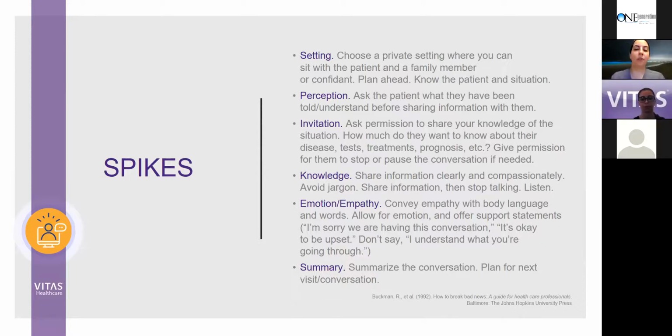Then K is for knowledge. This is where you're essentially dropping the bomb. This is where you're talking about the cancer diagnosis. You're talking about the advance directive. You're talking about the POLST. It's important to share this information clearly and compassionately. It's also important to not use medical jargon. This is basic information. It's also important to share the information, but then stop talking and just listen and let them talk to you about how they feel.